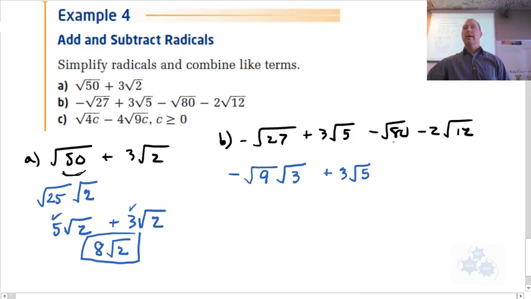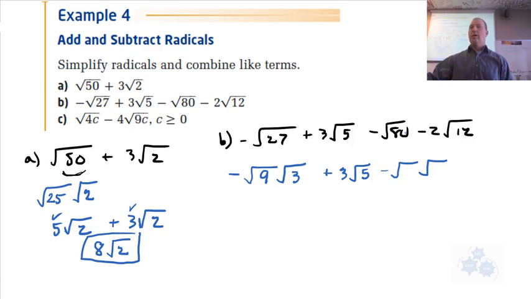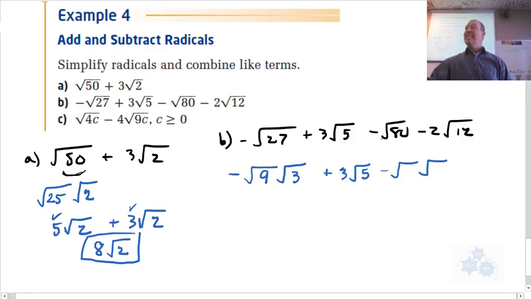Root 80. Let's see. Perfect square factors of root 80. What can we split that up into? There's obviously 4, that works. Does anything greater than 4 work, like 9 or 16? Does 80 divide evenly by 16? Okay, 16 times 5. You see that? You can get your calculator out and just do 80 divided by 4, 80 divided by 9, 80 divided by 16, whatever. If you need to, go ahead. So this is root 16 times root 5.